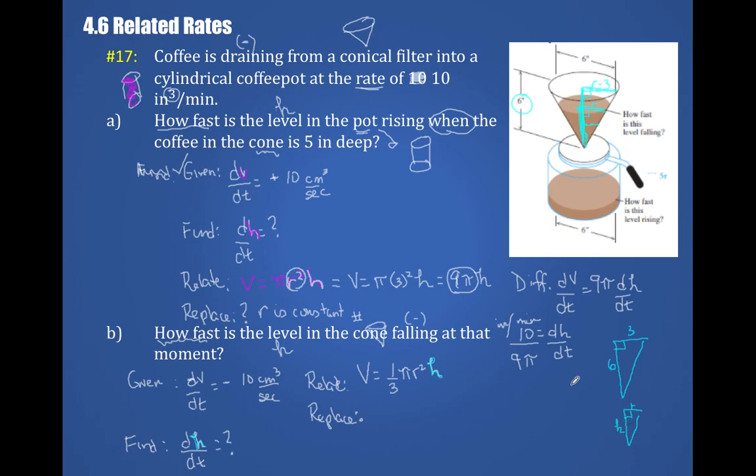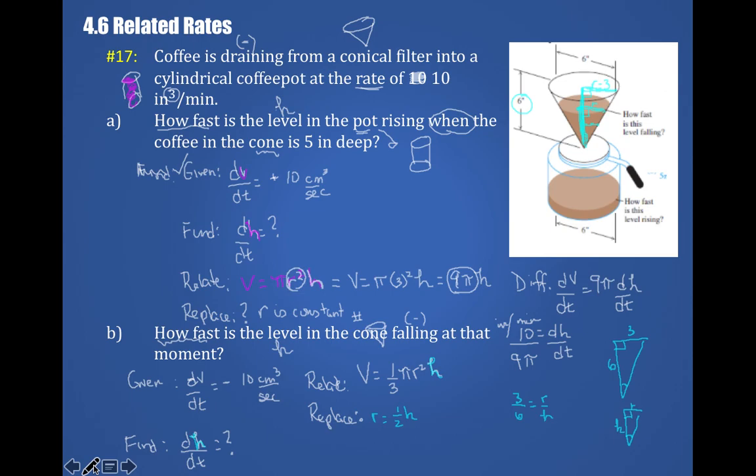But since they are similar triangles, they have proportional sides, so 3 must be to 6 as little radius is to little height. Who do I want to replace? I want to replace R. So can you solve this proportion, this equation for R in terms of H? R is 1/2 H.